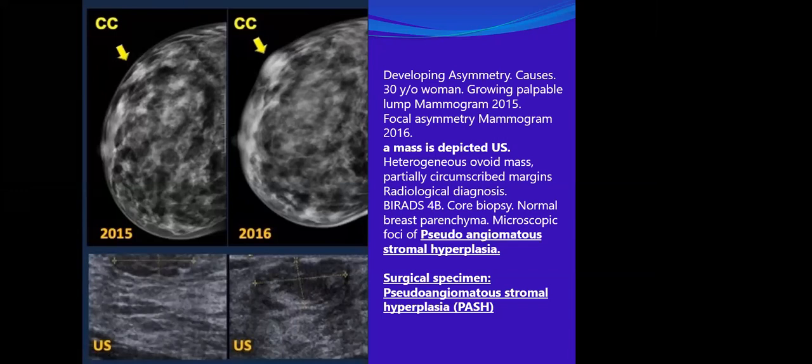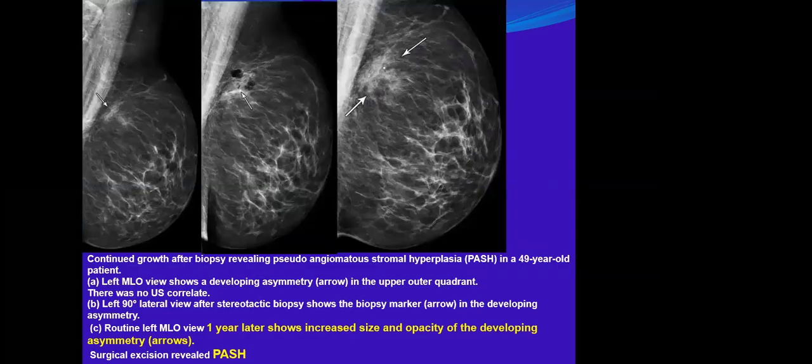Core biopsy revealed pseudoangiomatous stromal hyperplasia, but because it's increasing in size, surgical removal was done and demonstrated still pseudoangiomatous stromal hyperplasia. However, even if the appearance might give the impression that it is benign, biopsy is indicated since it is developing asymmetry.